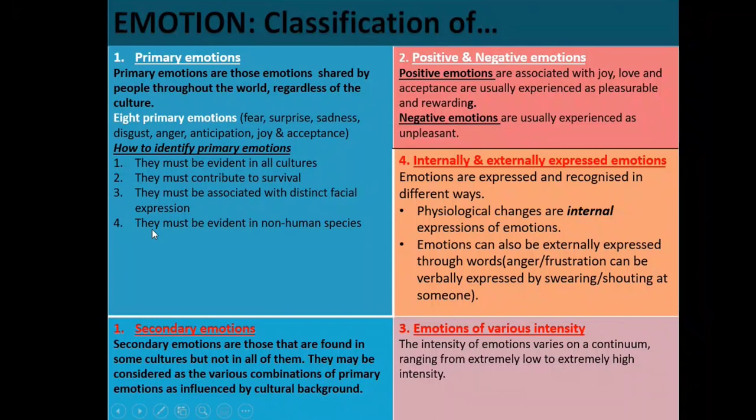There must be evidence in non-human species. They also say primary emotions must be evident in non-human species. What do they mean by non-human species? Primary emotions like fear, surprise, sadness, disgust, anger, anticipation, joy, acceptance must also be evident in non-human species. Non-human species, we're thinking of animals. They're saying these emotions are also evident in non-human species. So that's true.